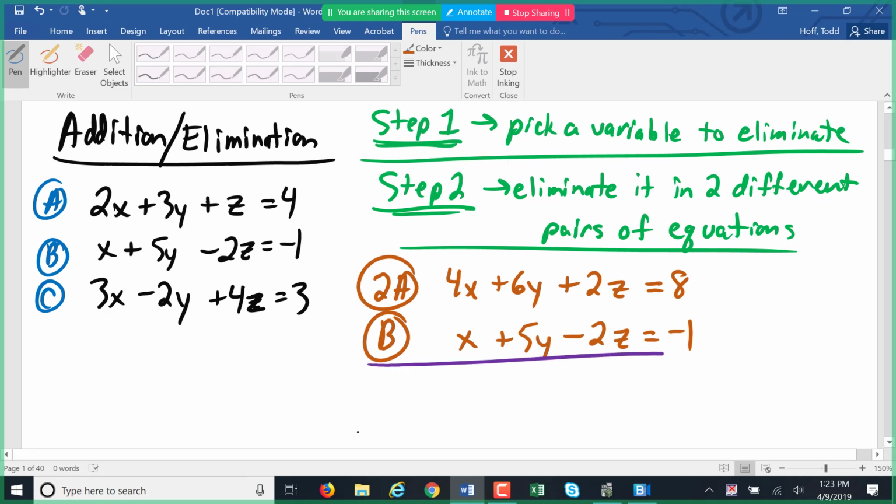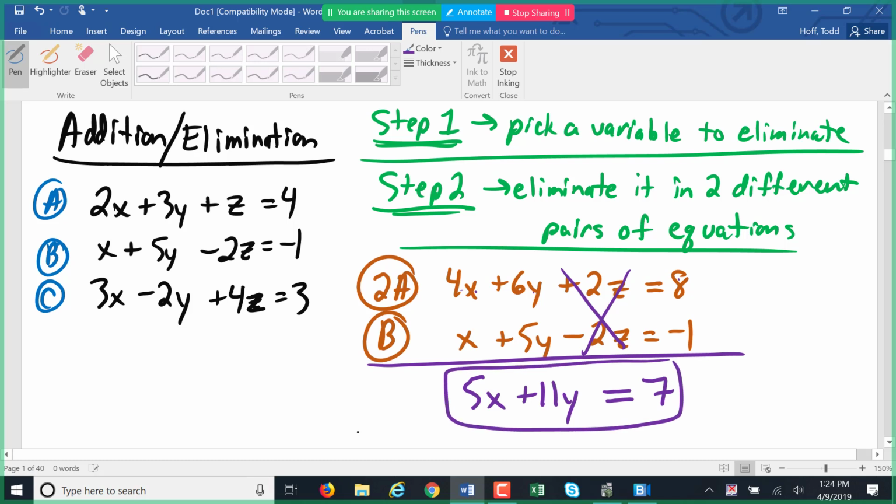So now when I add these equations, 4x plus x is 5x. 6y plus y is positive 11y. 2z plus negative 2z cancels out, equals 8 plus negative 1 is 7. There is my first two-variable equation.